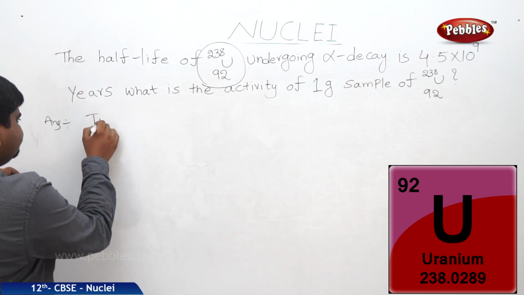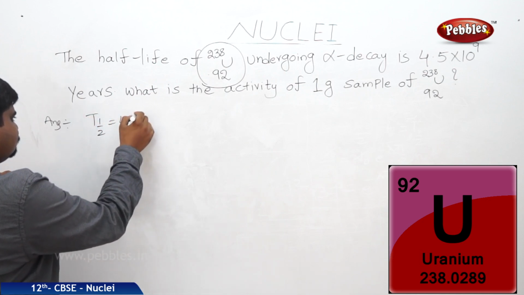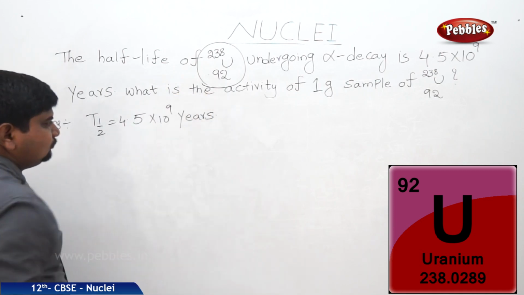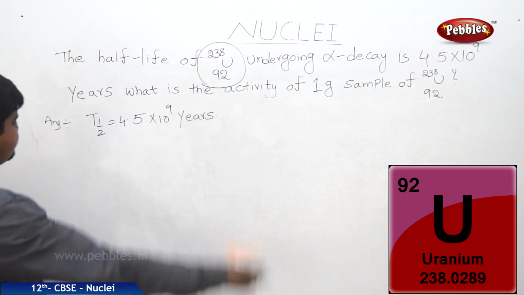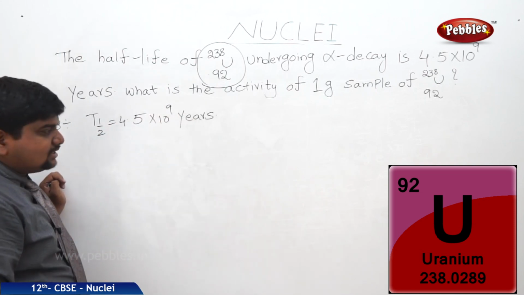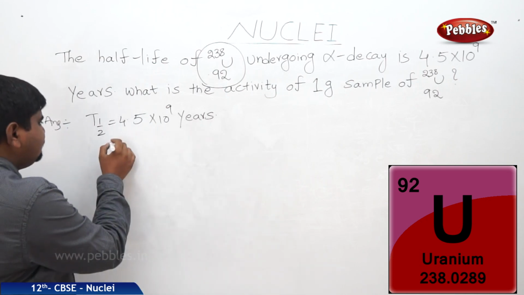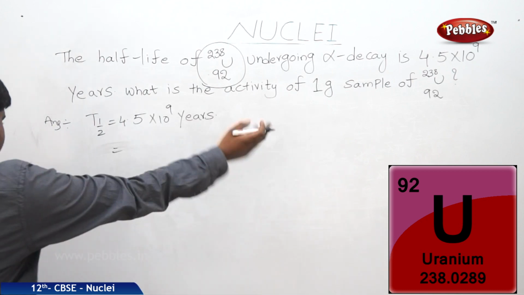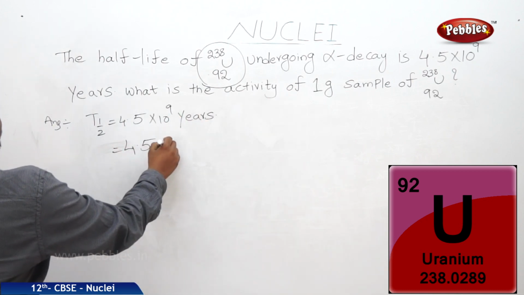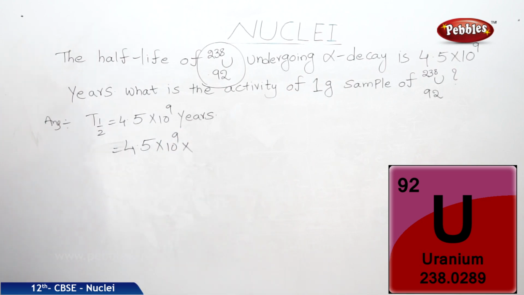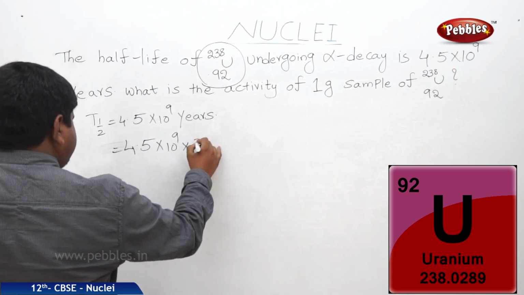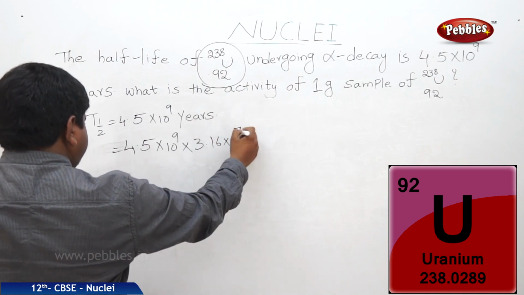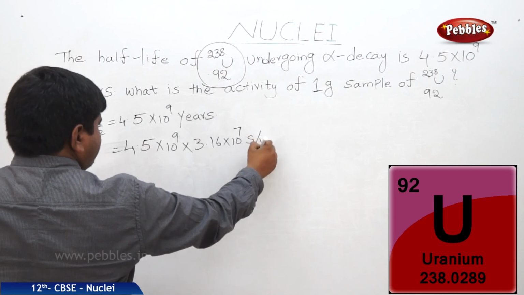That means like this. If this is the case, it is in years. We should convert into seconds. So for 1 year, how many seconds we should multiply with that? So the answer is like this: 4.5 into 10 to the power of 9 years. For 1 year, these many seconds, 3.16 into 10 to the power of 7 seconds per year.